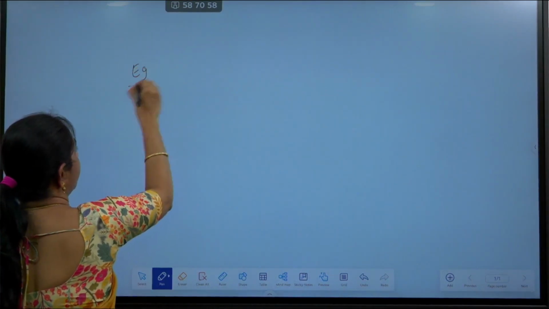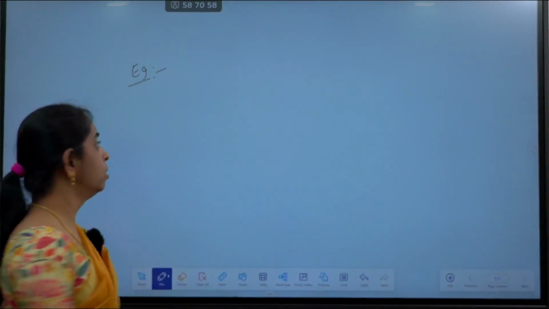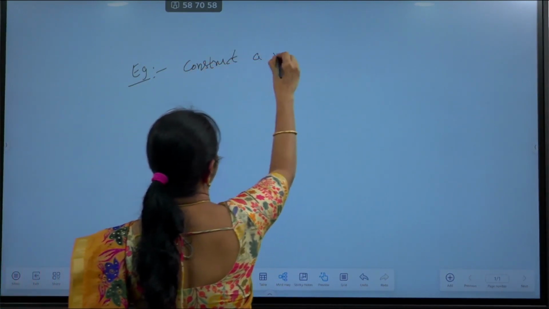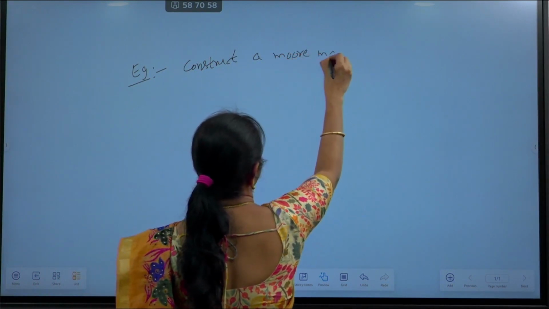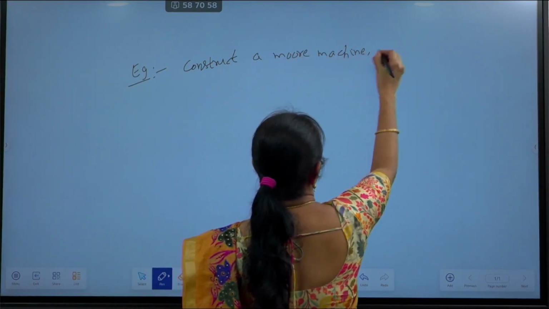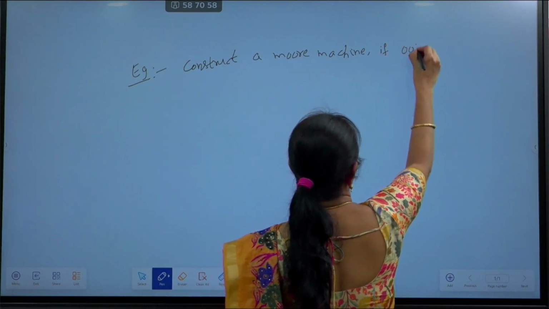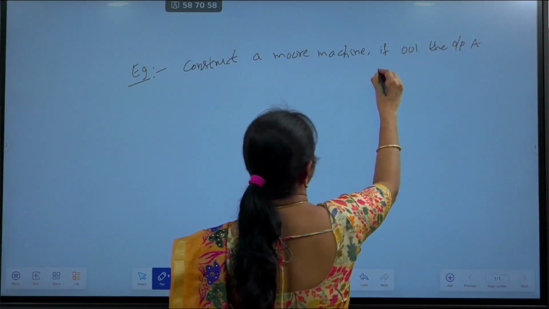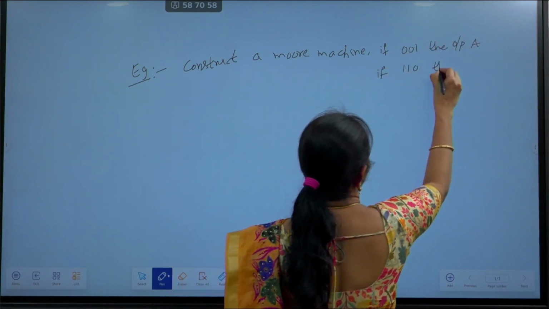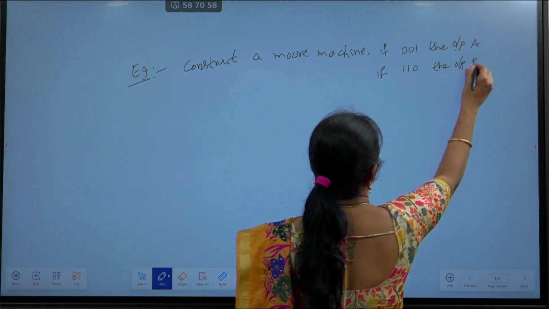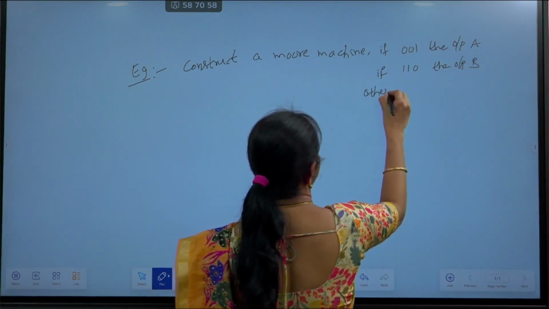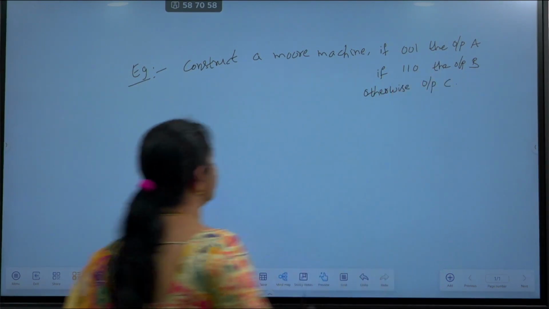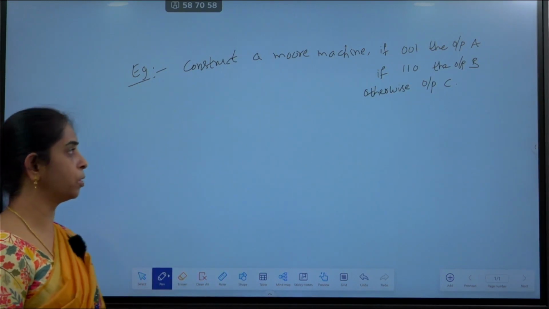How to construct Moore machines. I am taking an example: construct a Moore machine. If the substring is 001, the output is A. If the substring is 110, the output is B. Otherwise, C. If we have a question like this, based on these conditions, we have to draw our Moore machine.